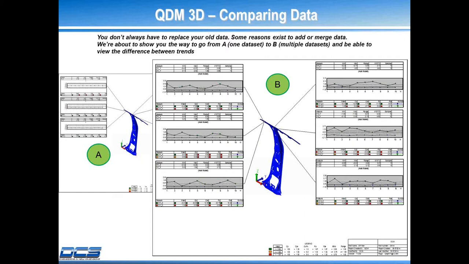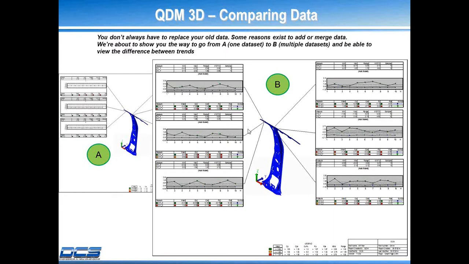In this example here, you can see in set A to the left that we've got a single data set which is all trending in the same direction, but it's below our spec limit. In B, we've added a second set of data. You see our blue and our green sets. So we can compare the two to see if an assembly or a process change has actually affected our data and how it has affected it.